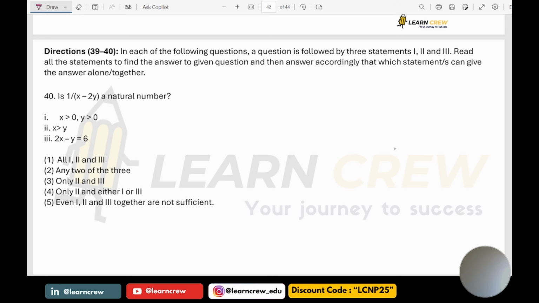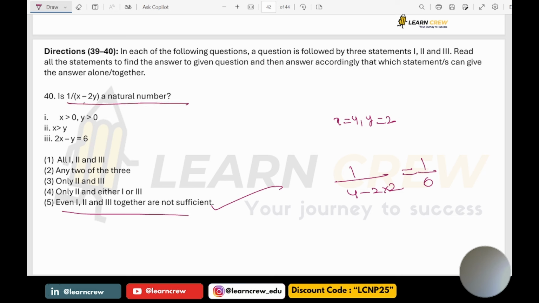So if I take some x as 4, y as 2, then 1 by 4 minus 2 into 2 we will get. So here, if I am taking x equal to 4, y equal to 2, then 1 by x minus 2 into y will give you 1 by 0, which cannot be determined. So the answer is all combinations of 1 to 3 also cannot determine the value of 1 by 2x minus 1 by x minus 2y, as the exact values of x and y are not known. If any one value is known, then you can find the other. Okay, so here the answer is 5.